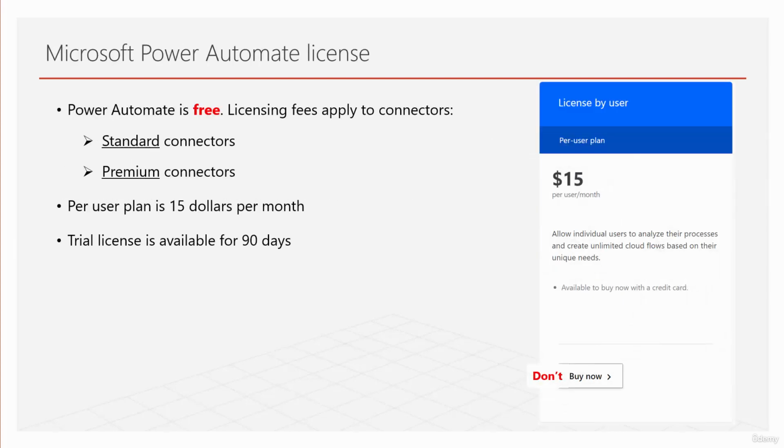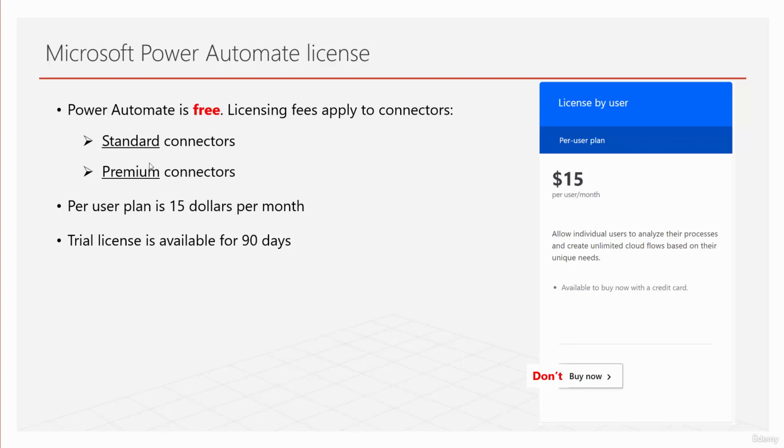Now let's go to the most confusing part. Microsoft Power Automate license. Power Automate is free, so you do not pay a penny for Power Automate access. Just go to flow.microsoft.com, log in with a Microsoft account, Hotmail, Outlook, whatever the account that you have, and you're good to go. Although the environment is free, if you cannot connect your environment to anything, it's useless.